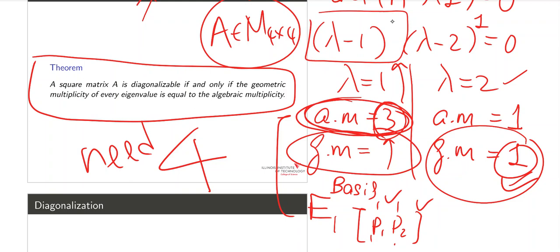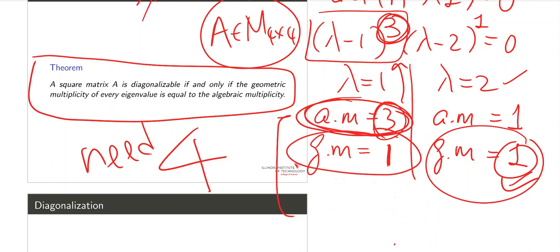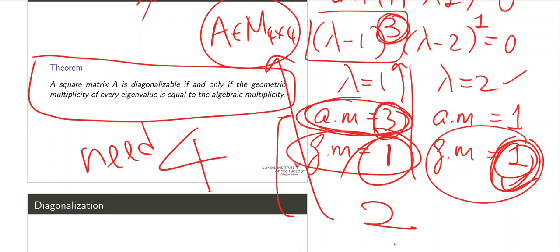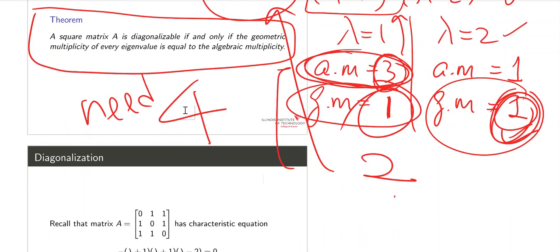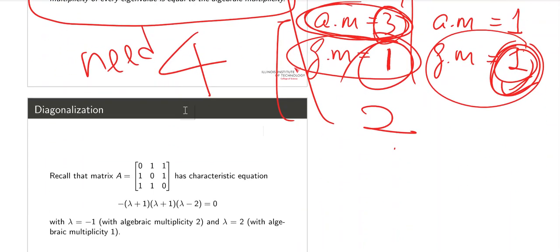The problem is exactly this. If you have algebraic multiplicity 3, and if you have geometric multiplicity 1, then we are screwed, because right now, this gives you 1 independent eigenvector. This gives you another one. So you have 2. We need 4. All right, so that's the thing. This theorem tells you under what circumstances your matrix is diagonalizable. You better make sure the geometric multiplicity and algebraic multiplicity match.